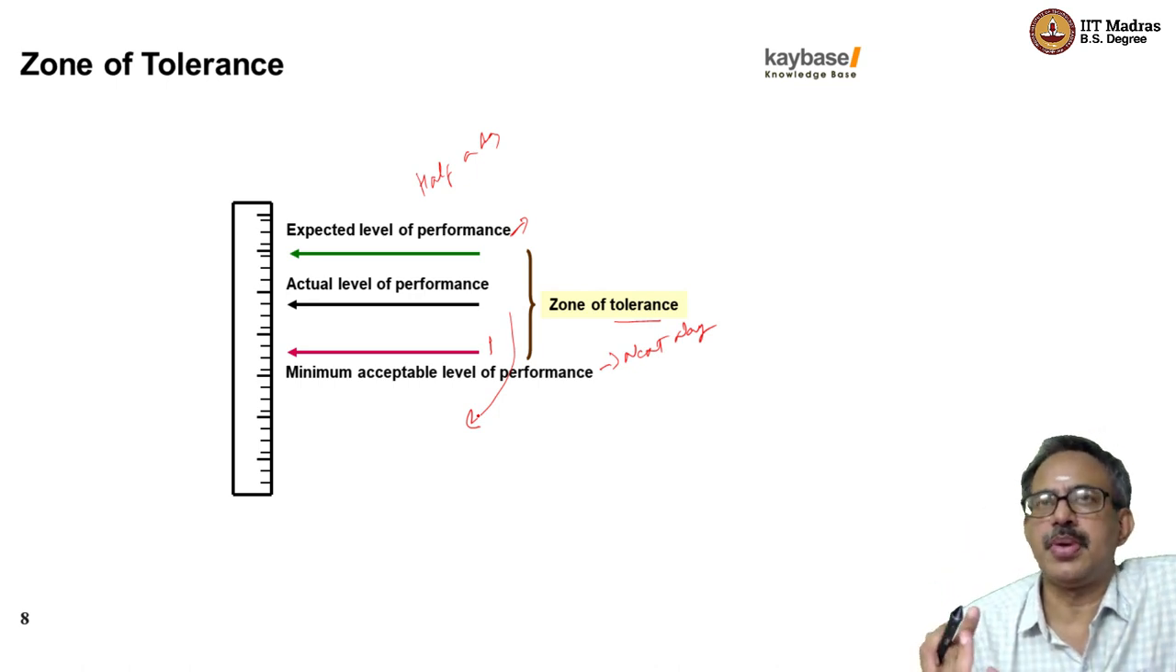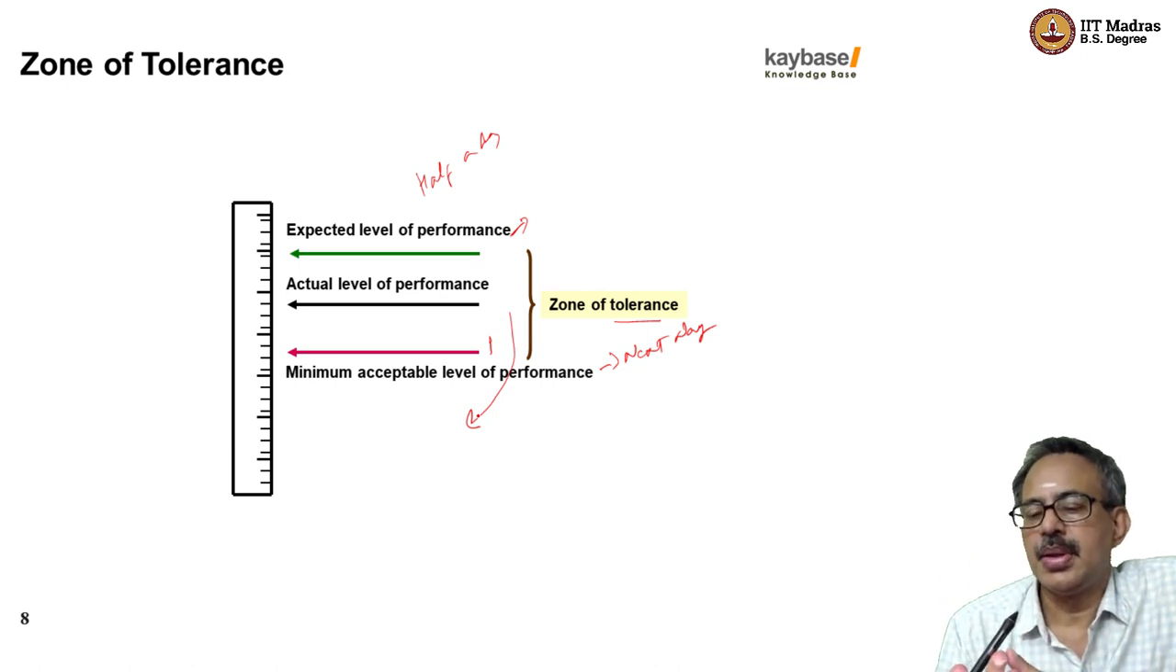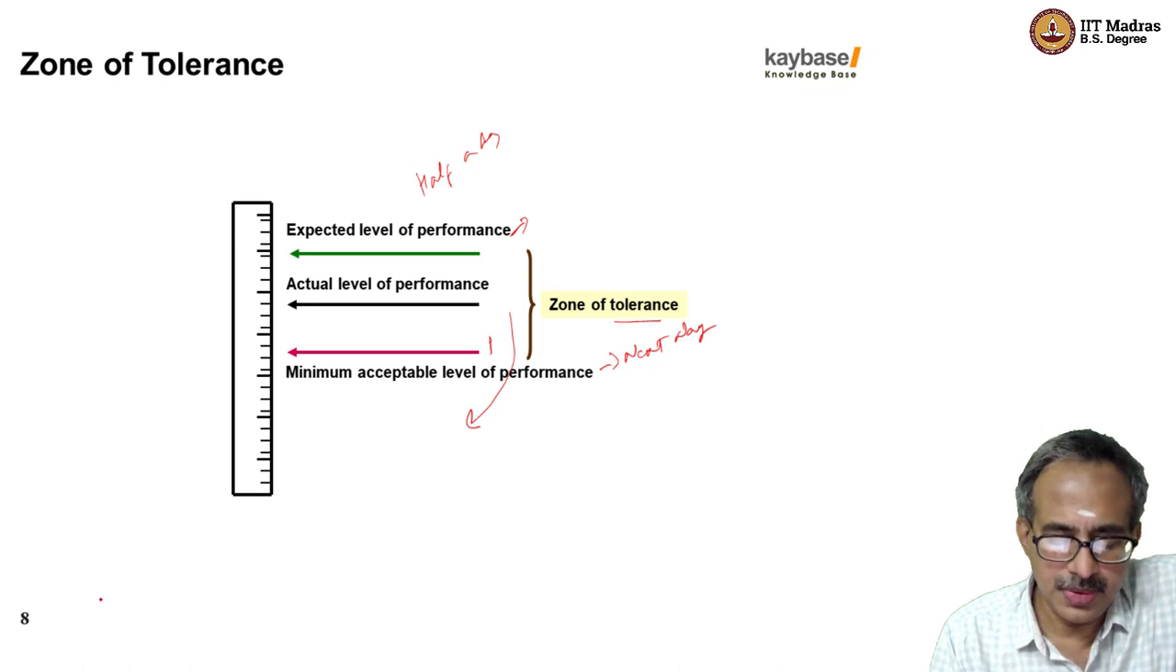Are these concepts clear? Zone of tolerance. Why is standard deviation important in the context of measuring the level of performance, the rater dimensions, right? And the overall SERVQUAL model itself. Conceptually clear? We'll go forward.